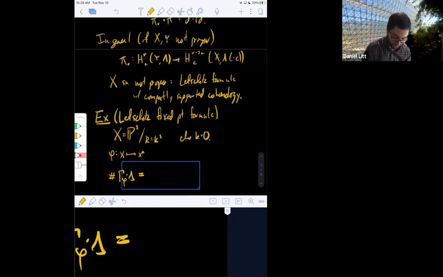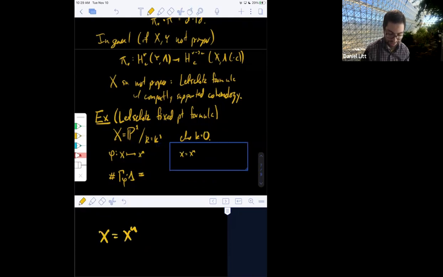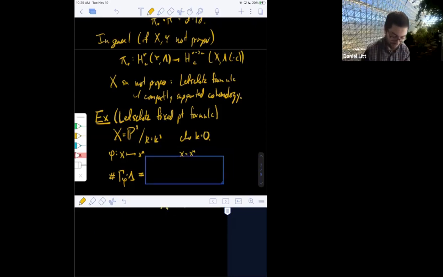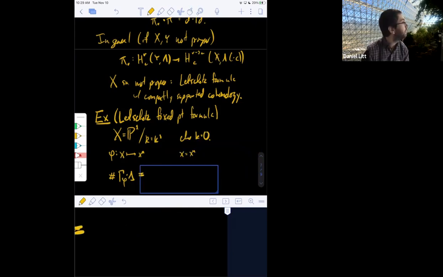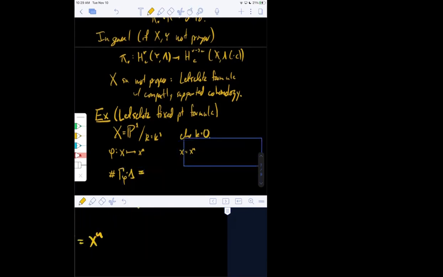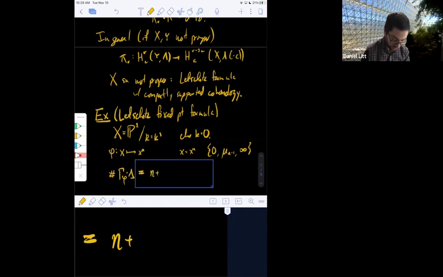So a fixed point is a point such that x equals x to the n, right? So how many of those are there? Yeah, it's just the n minus 1th roots of unity and 0. And 0, okay, yeah. There's one more: infinity. So it's 0, mu_{n-1}, and infinity. So we found there's n plus 1 of them.